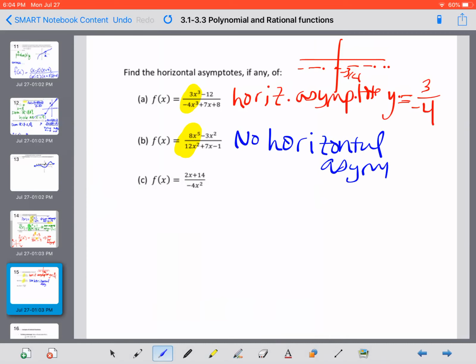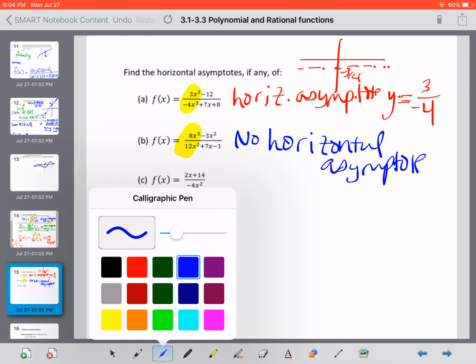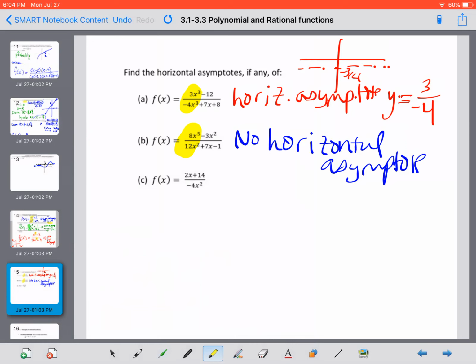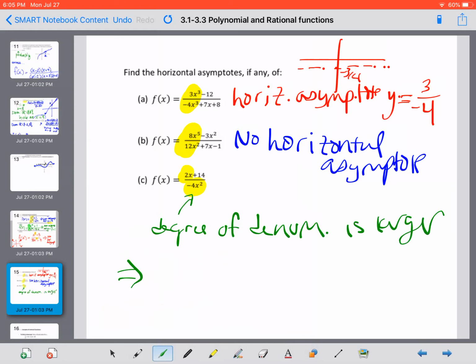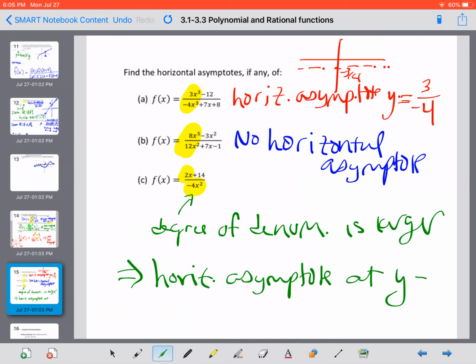And finally, in our last case, again, let's compare the degree of the numerator to the degree of the denominator. We've got a degree of 1 in the numerator, because 2x would be like 2x to the 1 power, and a degree of 2 in the denominator. So the degree of the denominator is bigger here. Degree of denominator is larger. And that means, whenever that happens, that we have a horizontal asymptote at y equals 0.